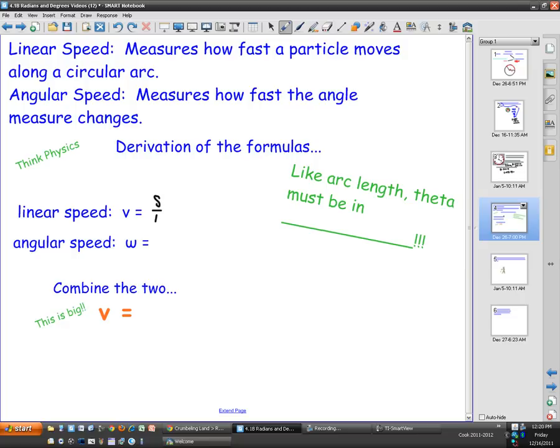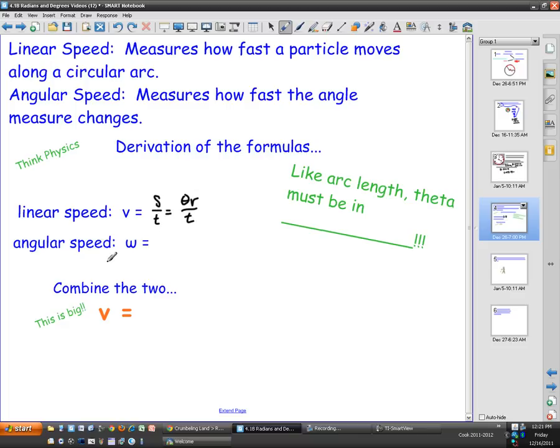And I'm actually going to write this out as theta times r over t. So that is my linear speed. You're probably going to use this one a little bit more. Very rarely do they say the arc length is this, and then you have how far it goes. So you're probably going to use theta times r over t most often.